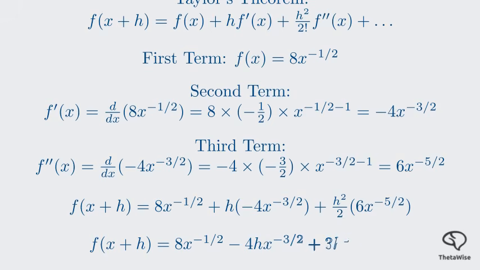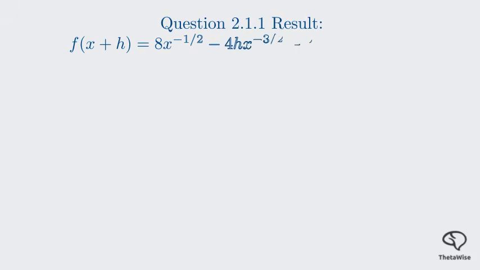The provided memo includes an unnecessary calculation using the binomial theorem, but this Taylor expansion approach is correct and more direct for these terms. We're continuing with question 2.1. In the previous scene, we found the first 3 terms of f of x plus h using Taylor's theorem.